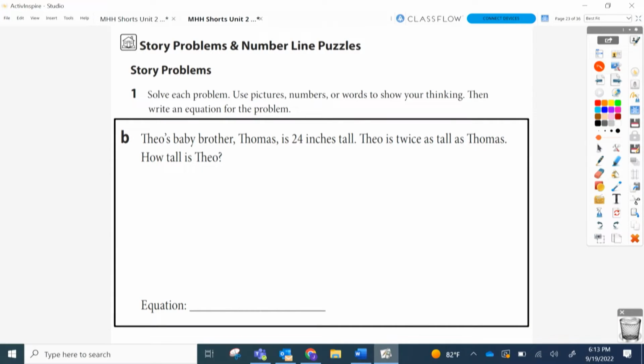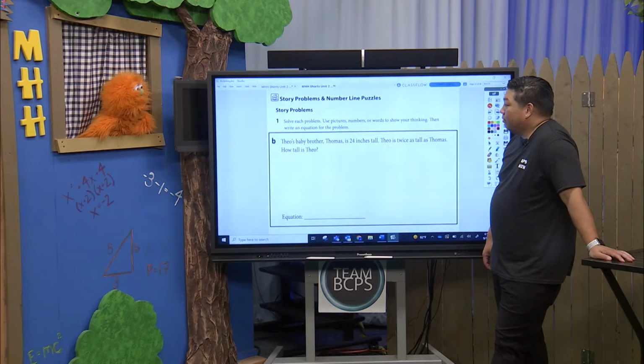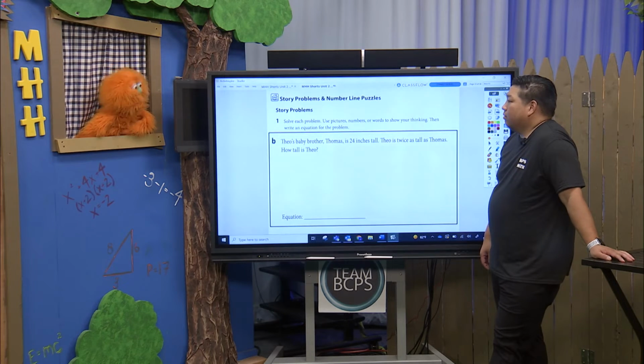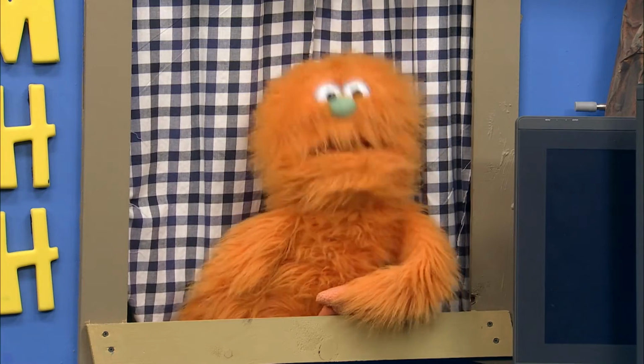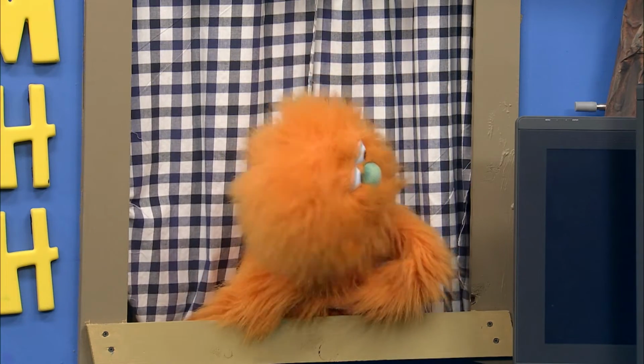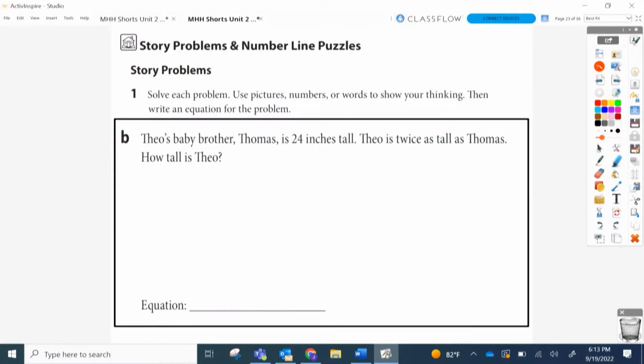Theo's baby brother, Thomas, is 24 inches tall. Theo is twice as tall as Thomas. How tall is Theo? It's another situation where I saw that word twice, so I think we're going to have to double something. Let's read it again, and this time let's focus on what information we could possibly use. Theo's baby brother Thomas is 24 inches tall. Theo is twice as tall as Thomas.